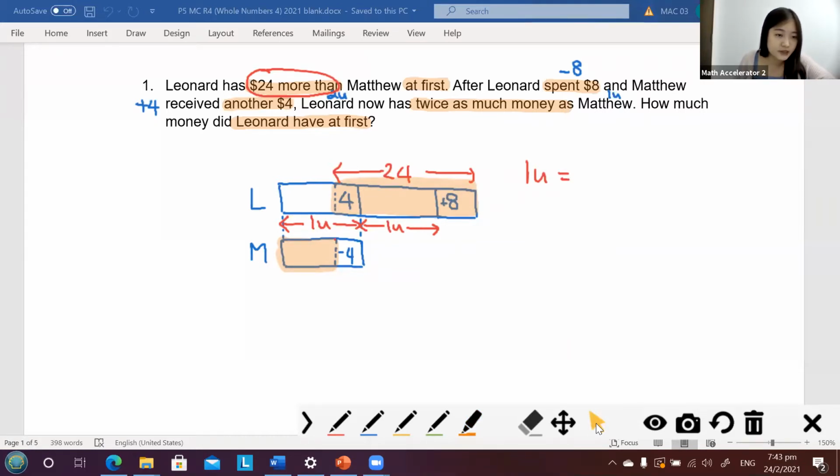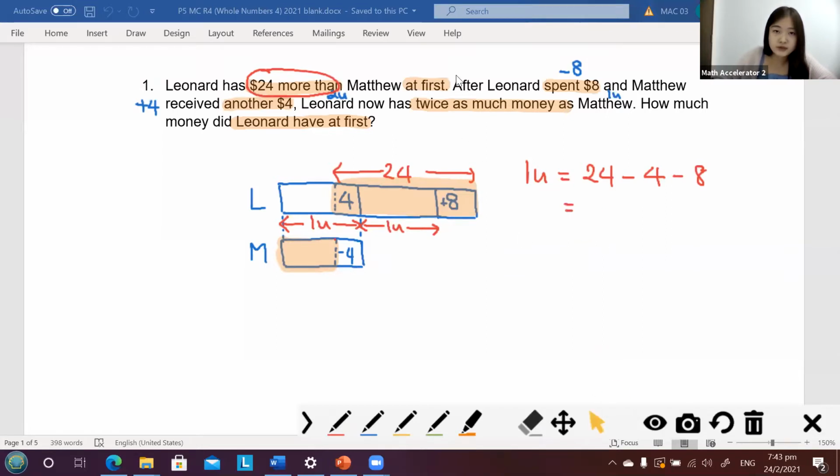Good, I see the correct answers. 1 unit will be 24 minus 4 minus 8. Or you can add 4 and 8 first, then subtract from 24. Also okay, up to you. For those of you who are not sure why, 24 is made up of 4 plus 1 unit plus 8. So if you want to find 1 unit, you need to take away 8 and 4 to be left with the 1 unit here.